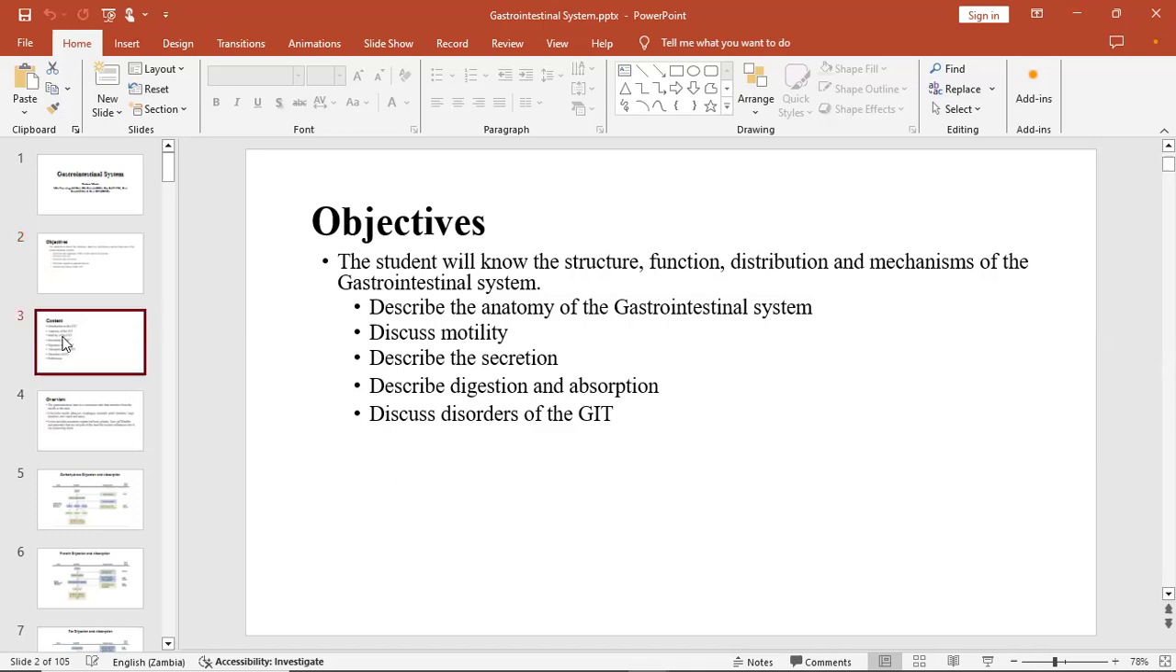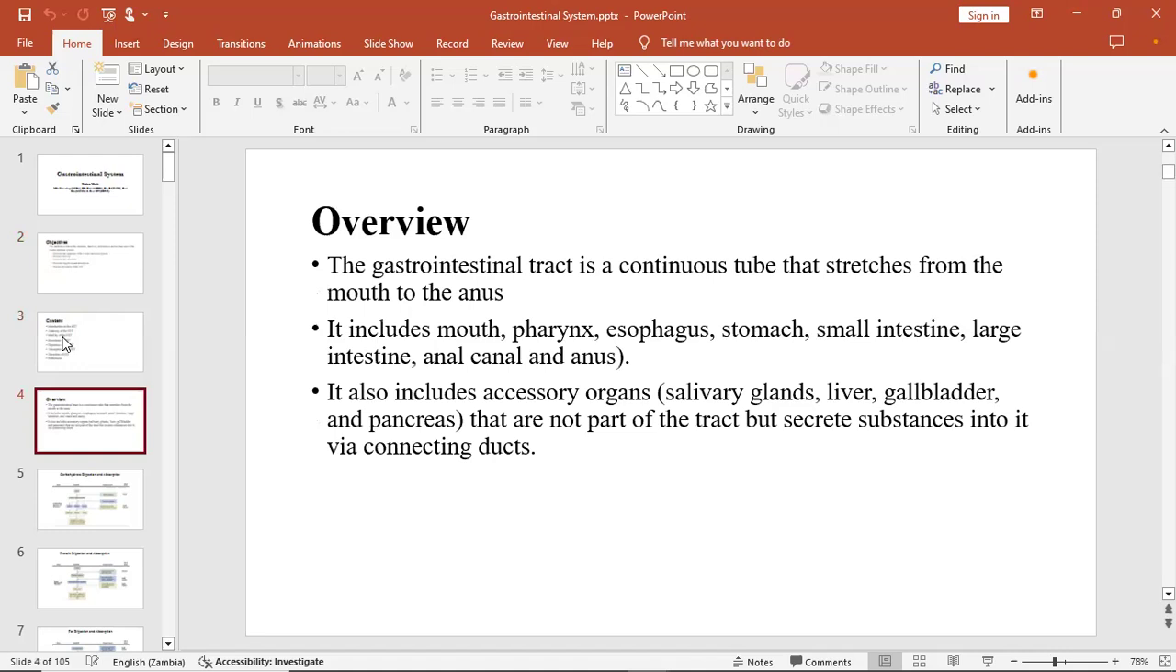So now let's go to things that are more interesting. Like I told you today, we're just doing an overview. The gastrointestinal tract is a continuous tube that stretches from the mouth to the anus. It includes the mouth, the pharynx, esophagus, stomach, small intestines, large intestines, anal canal, and anus. All these parts make up what we call the GIT. It's a tube stretching from the mouth up to the anus.